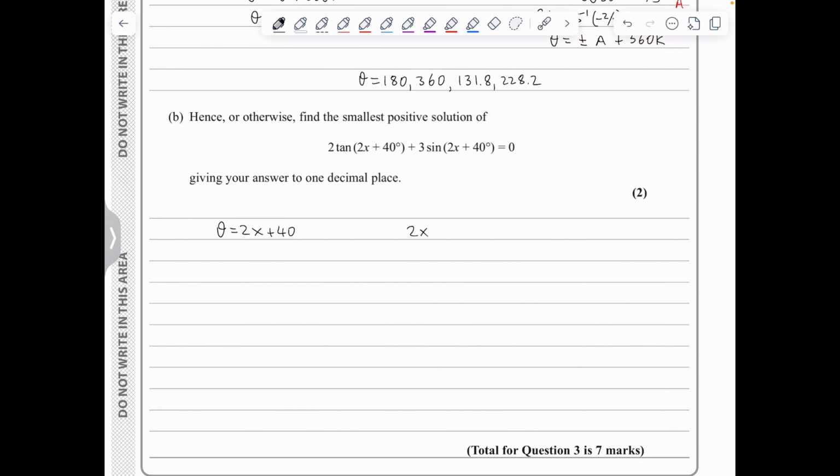So 2x plus 40 is equal to 131.8 dot dot dot. I'm using full accuracy here. So 2x is equal to 91.8 dot dot dot. And if I divide by 2, I get that x is 45.9 degrees.